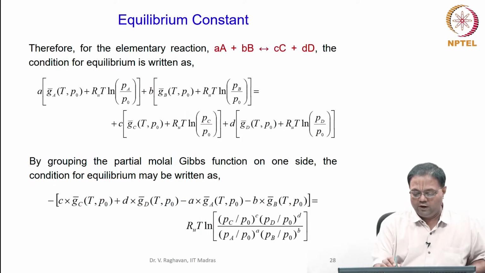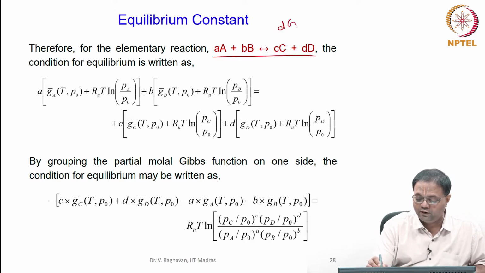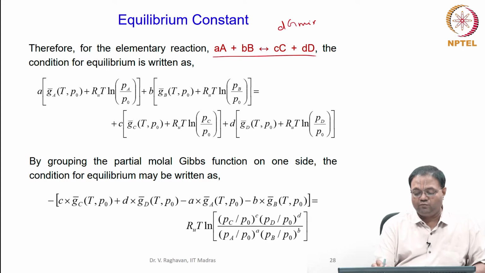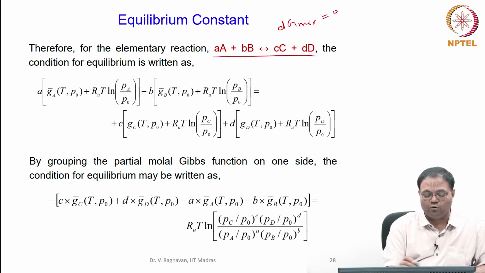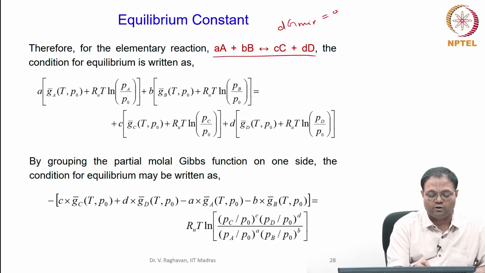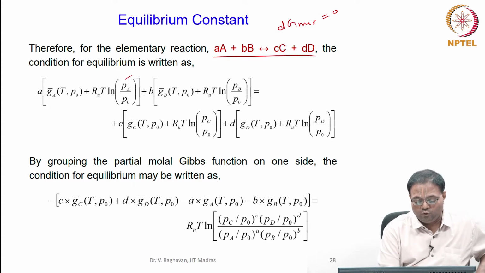Now, let us apply this rule, dG mix. Calculate dG mix for the reaction, and when I make it equal to 0, I get this. So, k cancels out: a into G of A at a particular temperature T and atmospheric pressure, plus RT times natural logarithm of partial pressure of A by P naught, plus b times G_B at the given temperature and P naught, plus RT natural logarithm of P_B by P naught, that is equal to the C and D's, correct. So, the products.